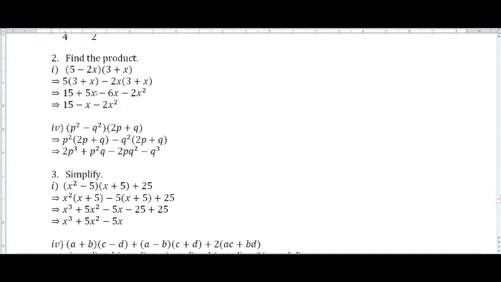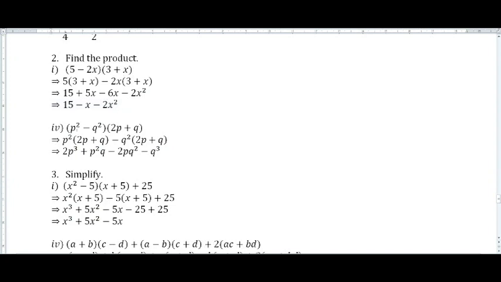So 15 we'll put it as it is. So here 5x minus 6x is there. From 6 you have to subtract 5, that is 1, so no need to write it here. So we'll just write x. It will carry a minus sign because 6x carries the minus sign, which is the bigger number. Minus x and minus 2x squared. Then that will be the answer.